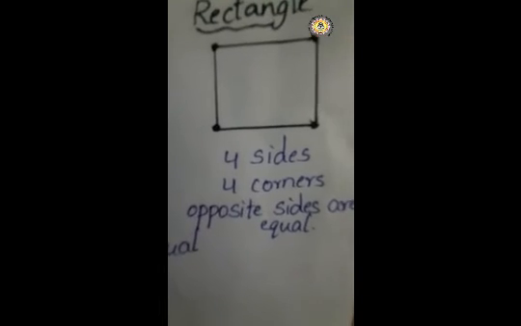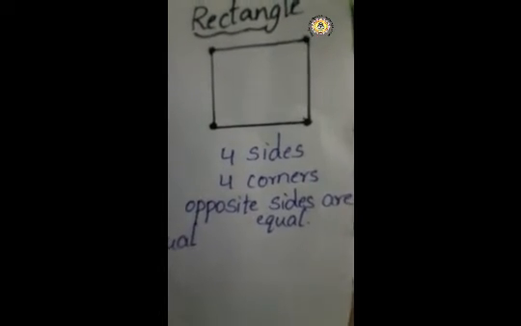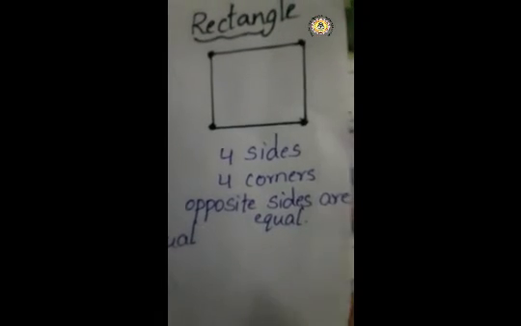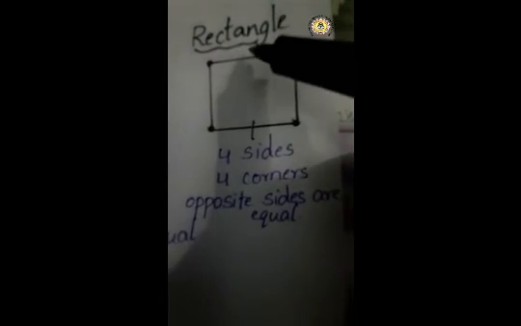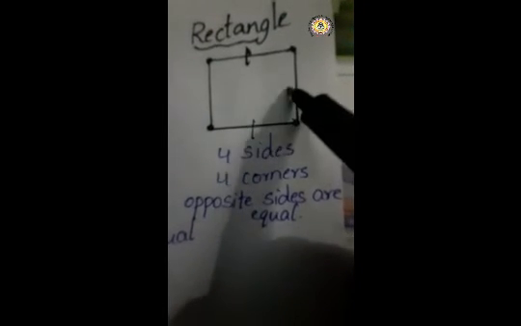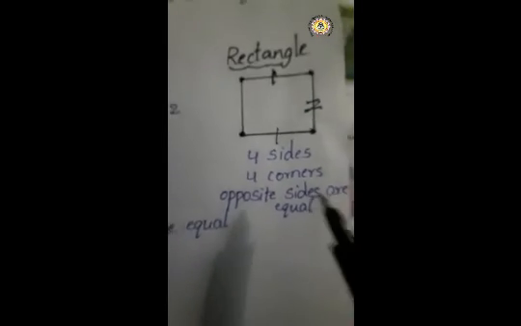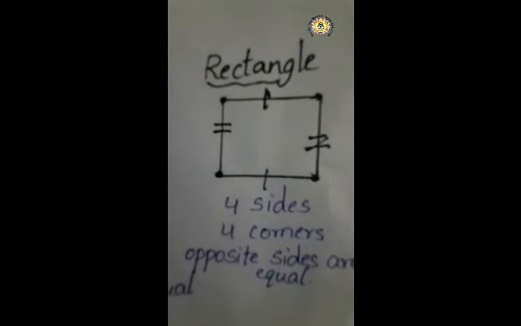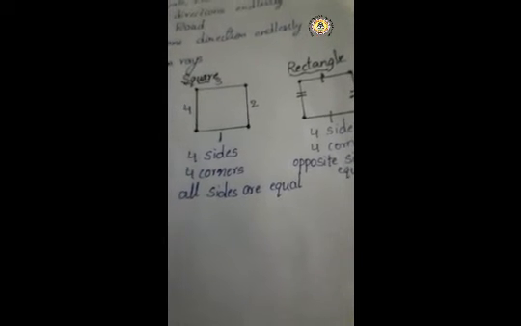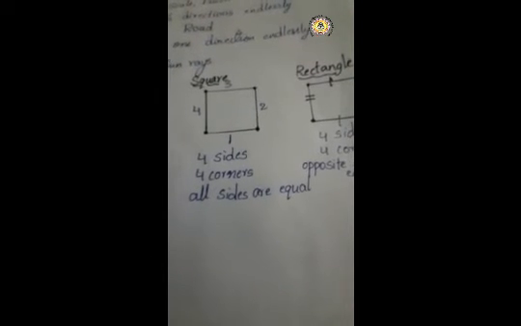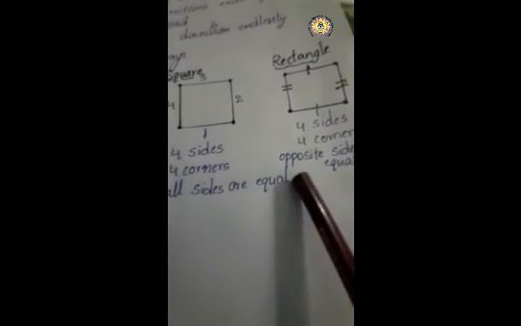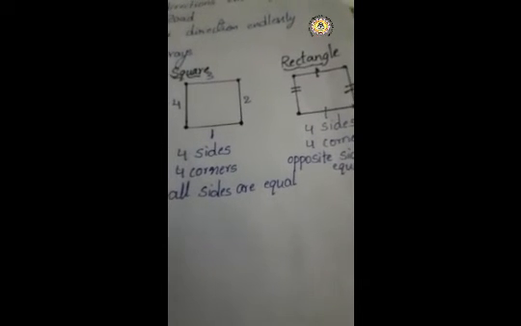Now children, what is this? Yes, it is a rectangle. How many line segments did we use here? Same, 4 line segments, 4 corners. But are all sides equal here? No. So in a rectangle, 4 sides, 4 corners, and the opposite sides are equal. This side and this side are equal, and these 2 are equal. What is the difference between square and rectangle? In a square, all sides are equal, but in a rectangle, only opposite sides are equal.